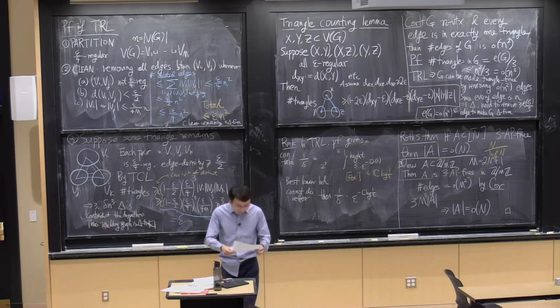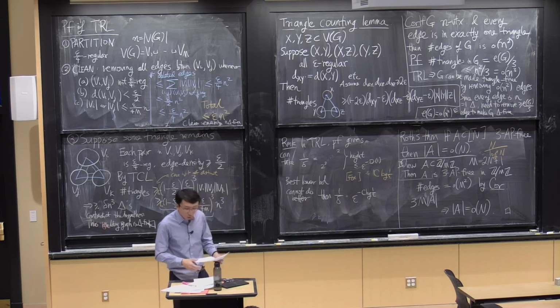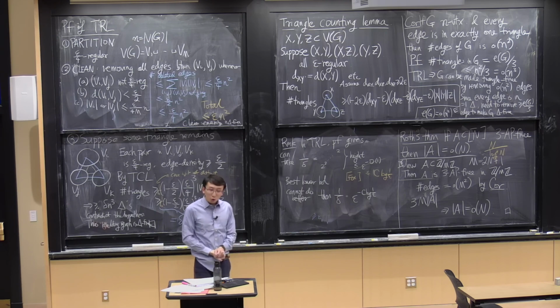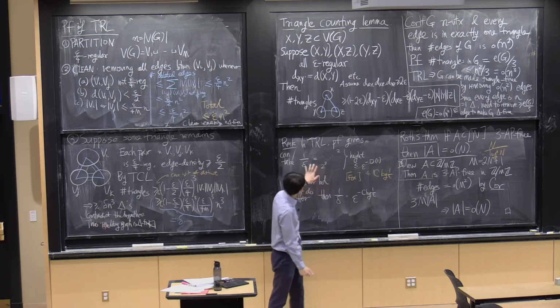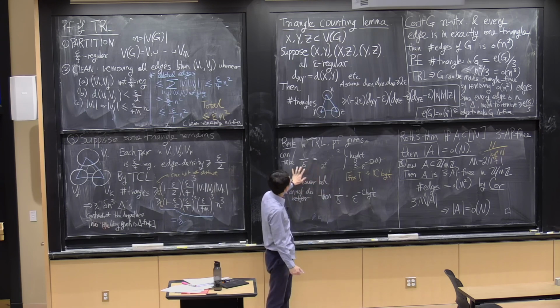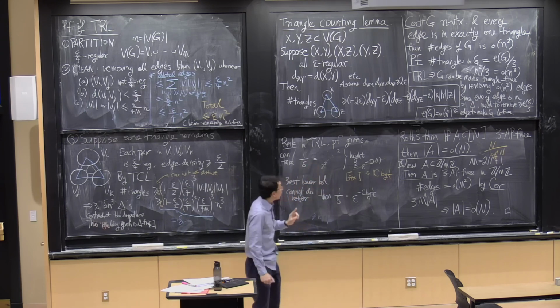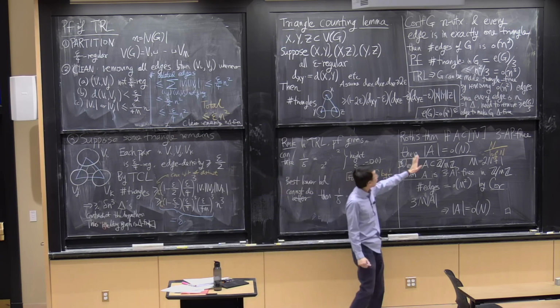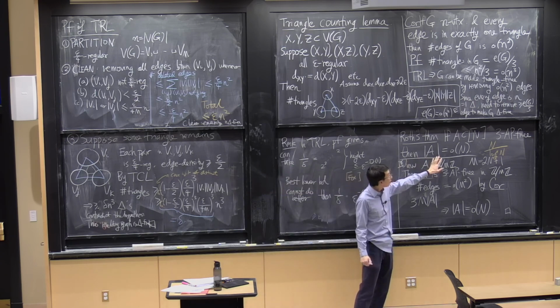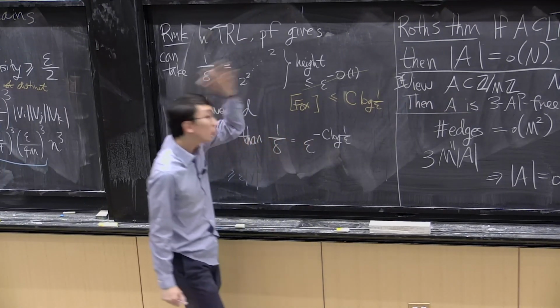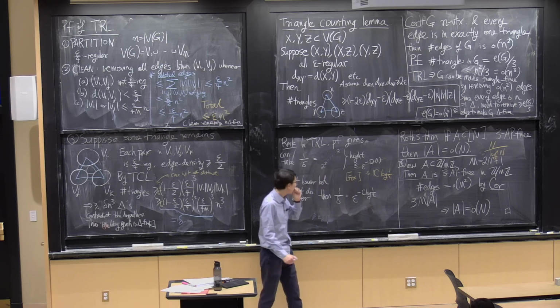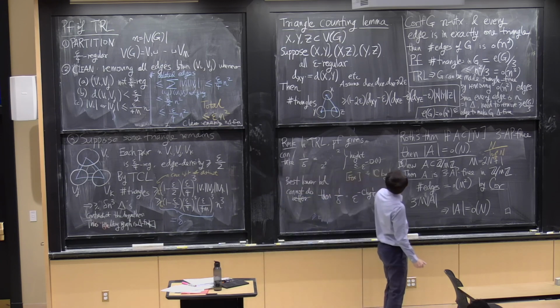Okay, so next time I will show you a construction that gives you a subset A of n that is fairly large. You might ask, okay, you have this upper bound, but what should the truth be? And here's more or less the state of knowledge.